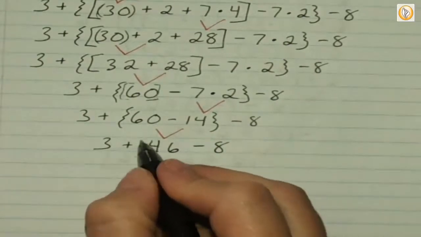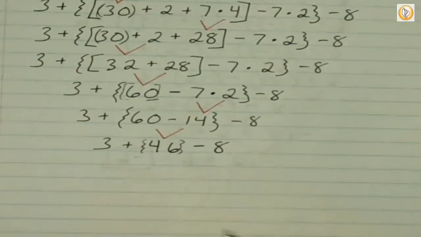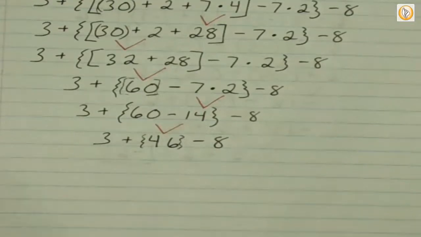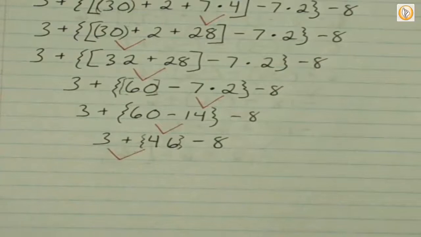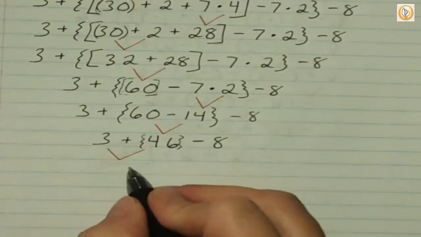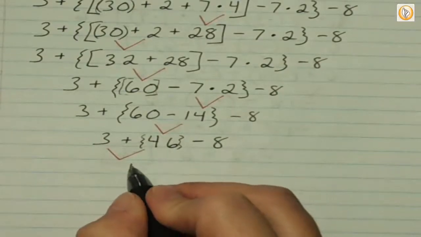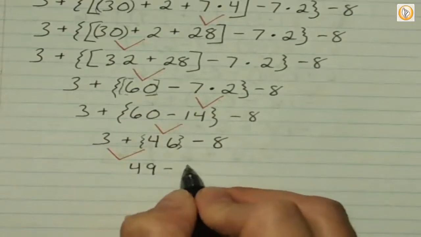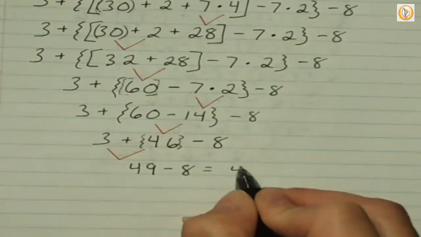Now you would work left, right. So if you want to keep it in little fancy things, it's fine. But yes, you work left to right. 3 plus 46 is? 49. And 49 minus 8 is? 21. Very good.